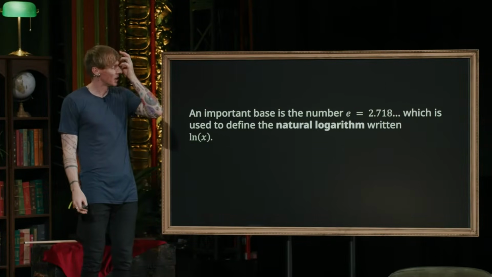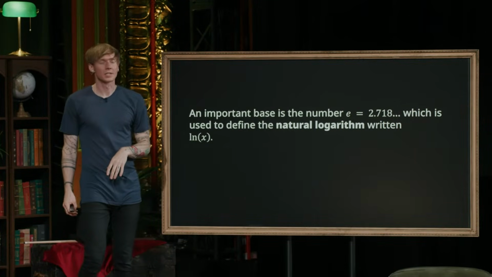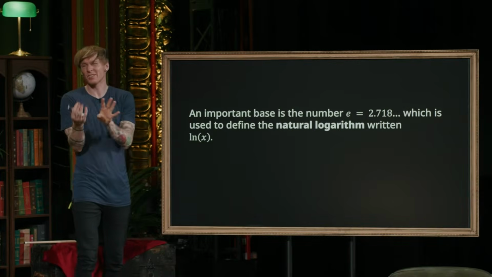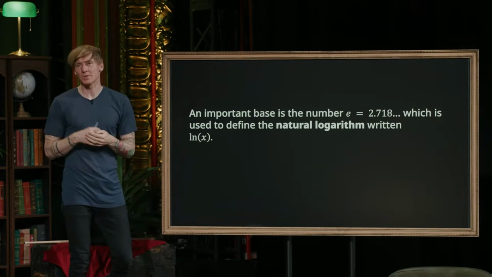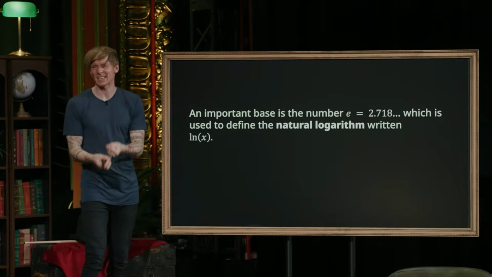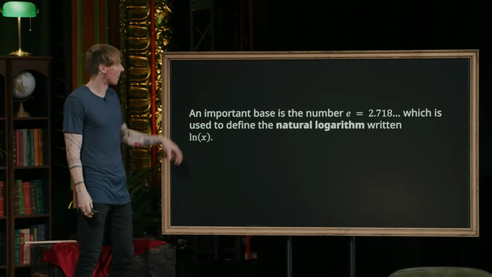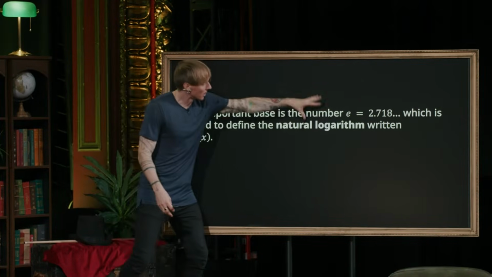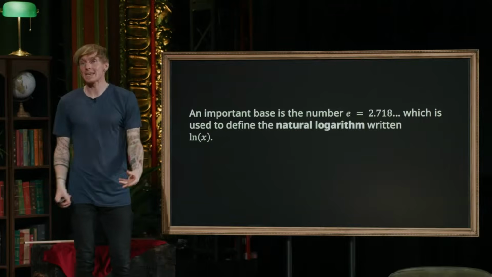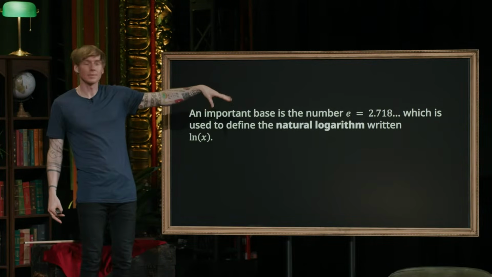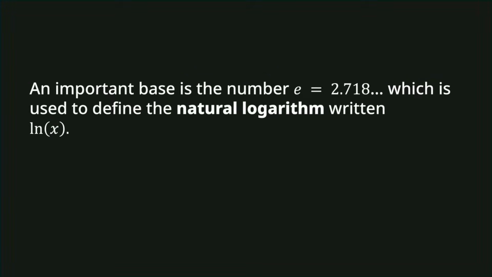Now, a final thing to mention in relation with logs is an important base. I mentioned we usually see 2, particularly in computer science and binary, and 10, of course, talking about decimals and the numbers we're used to using. But mathematicians in particular often work in base e, and e is an irrational number, 2.718..., a non-repeating, non-terminating decimal, so it goes on forever. We use this to define what we call the natural logarithm. This is just the log base e.